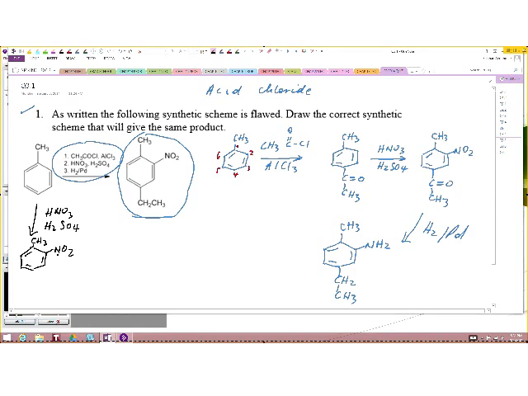Alkylation, Friedel-Crafts. Keep in mind, you cannot do Friedel-Crafts alkylation when you have a very strong electron withdrawing group attached to benzene. So therefore, let us take this out. Okay, so this will not work at this point. Okay? So what do you want to do? Yes. Alkylation first. Okay? But you could do acylation.